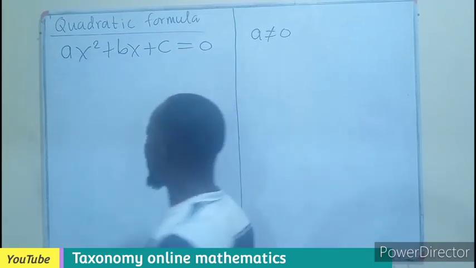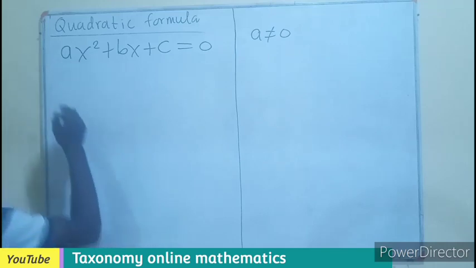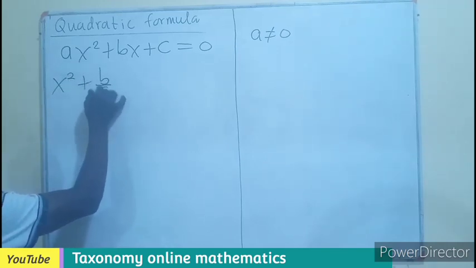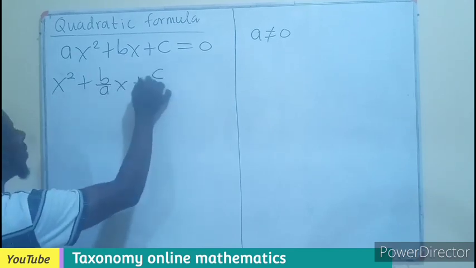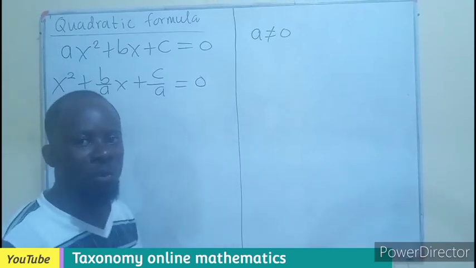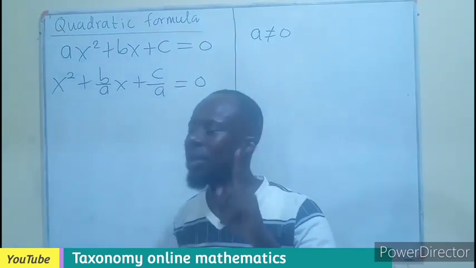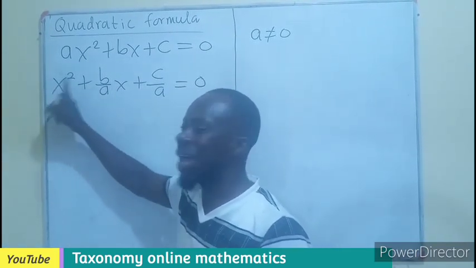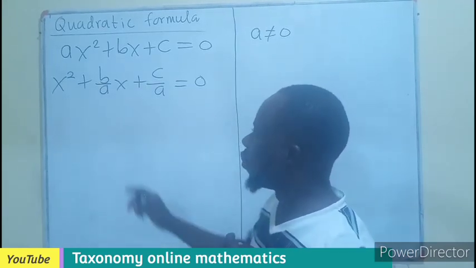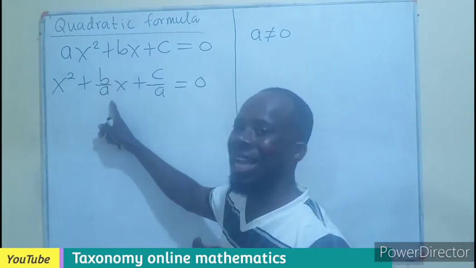to be 1. So that means if I divide by a, I'll be left with x squared plus b over a x plus c over a equals 0 over a, which will still give us what? 0. So that's the first step: make the coefficient of x squared to be 1. That's the first thing. Second thing is that we are now moving to the coefficient of x.